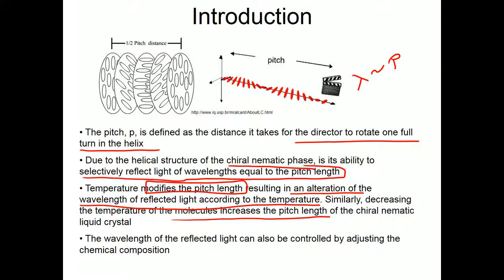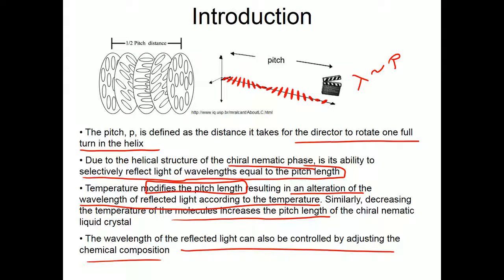So, as you decrease the temperature, the pitch length increases, which means the light that it reflects now has a longer wavelength. And the pitch also changes when we increase the temperature. It goes the other way, so it decreases. The wavelength of the reflected light can also be adjusted by changing the chemical composition of these liquid crystals.